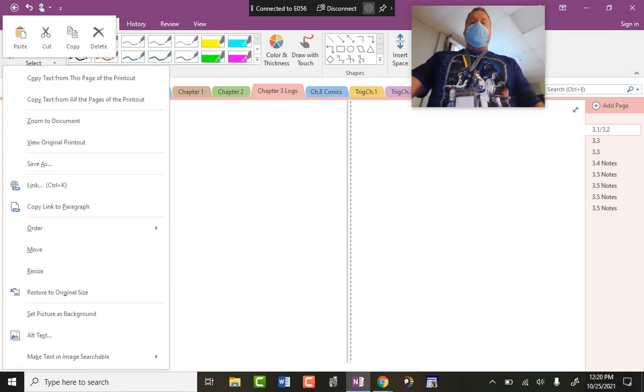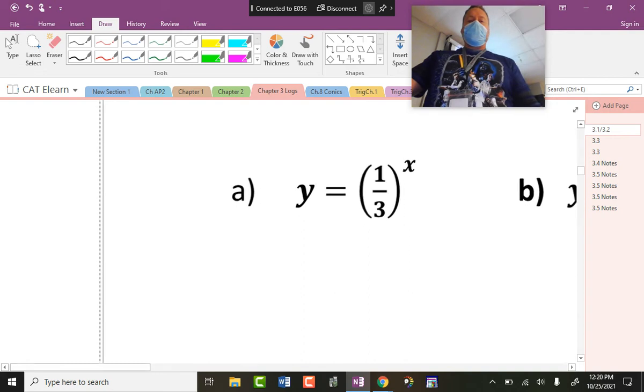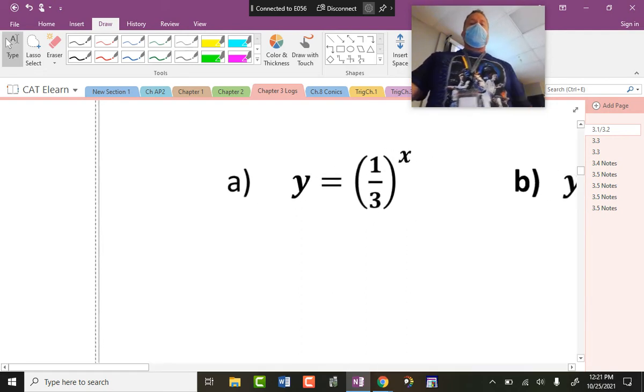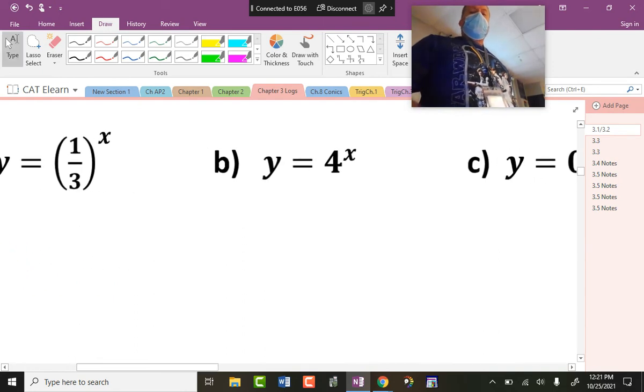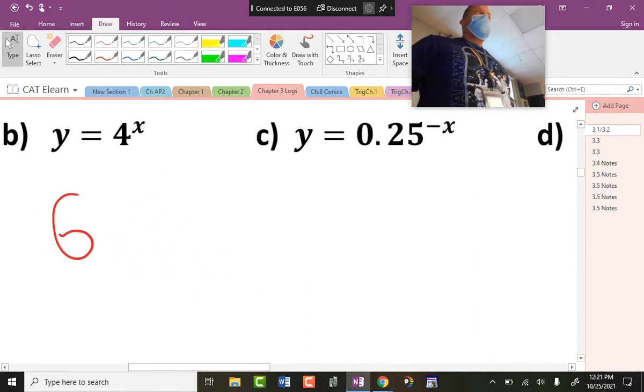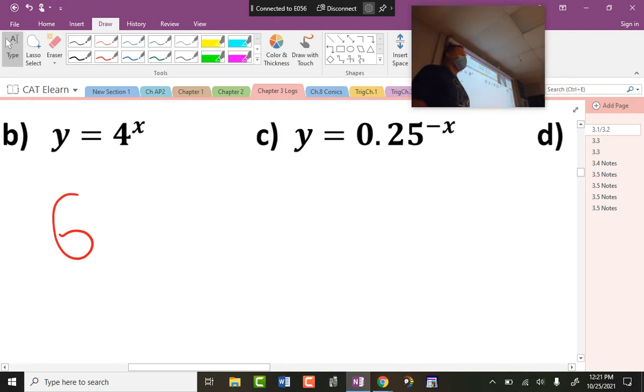Number 3. Growth or decay. 3, 2, 1, go. It should be that fast. Growth or decay. 3, 2, 1, go. Growth or decay. 3, 2, 1, go. Oh, I think I heard more growths.